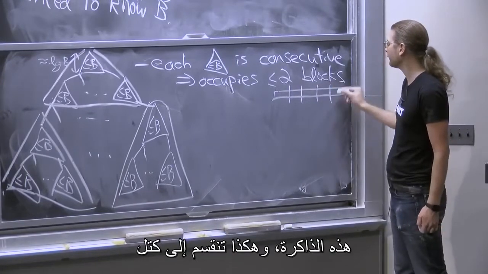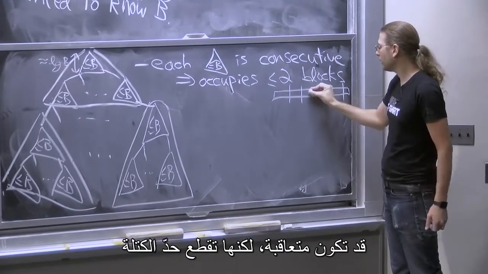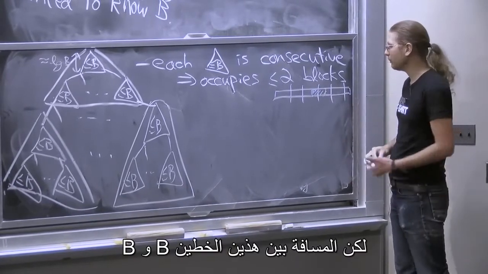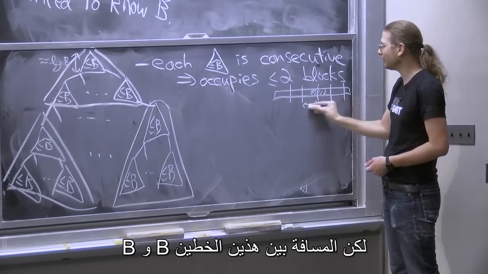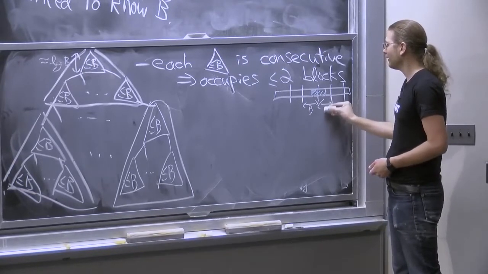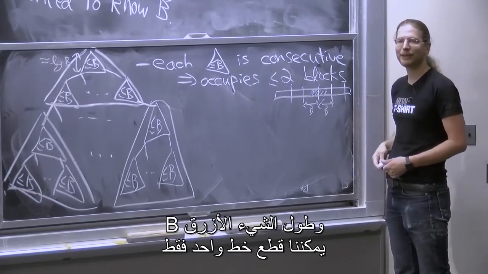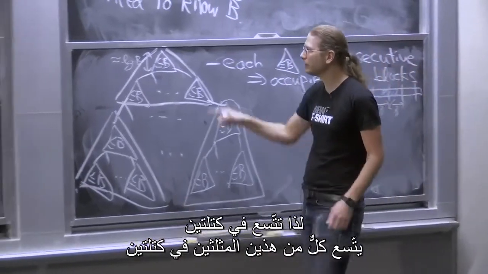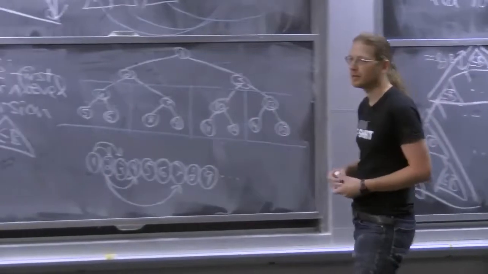If we're lucky, it's 1, but if we're unlucky in terms of how memory is split into blocks, maybe it's consecutive, but it crosses a block boundary. But the distance between these two lines is B, and the length of the blue thing is B, so you can only cross one line. So you fit in 2 blocks. Each of these triangles fits in 2 blocks.